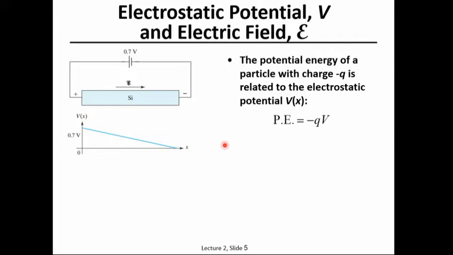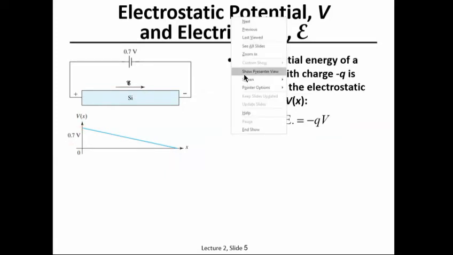Okay, so now we say, okay, what's the potential energy? Potential energy of a charge then is equal to minus QV. What do we mean by that? We're saying that the potential energy of a charge is related to the electrostatic potential V of X, depending on the direction of the charge.